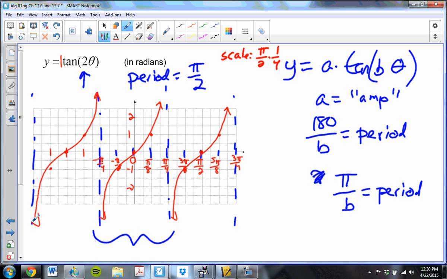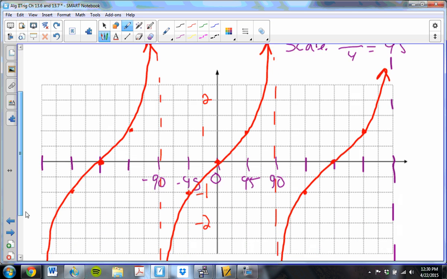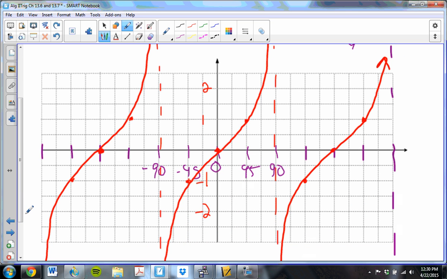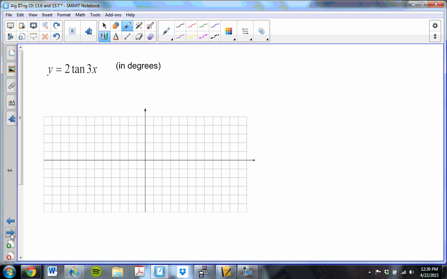All that happened was the period on the previous function, which looked like this, the period on this function got cut in half. It was at 90 degrees, which is really pi over 2. That's where the asymptote was, at 90 and negative 90. But now it's at 45 degrees, which is really pi over 4. We'll do 2 more examples. Here's 2 tangent of 3x. I will do this in degrees.